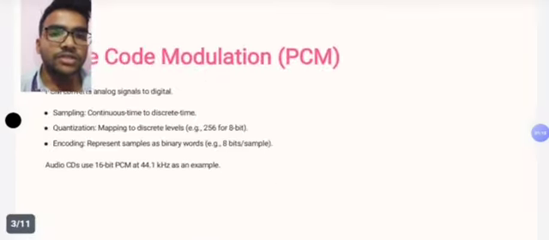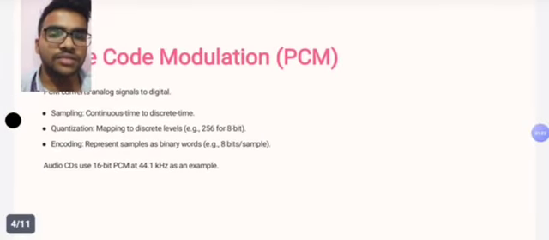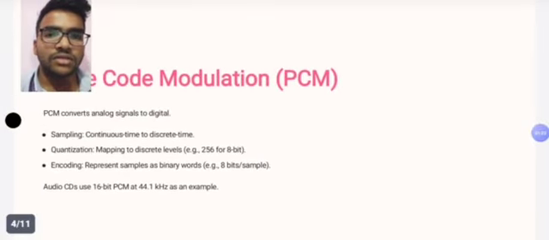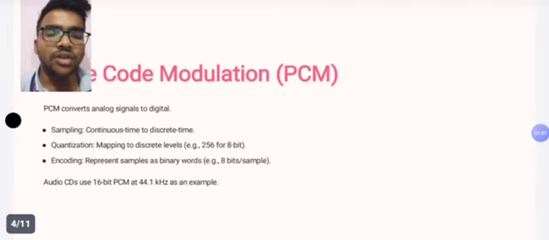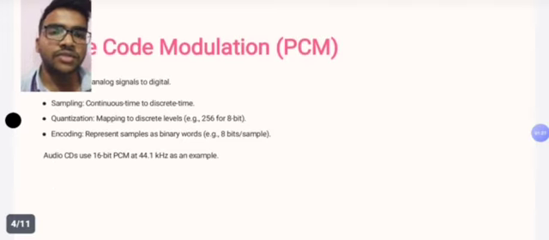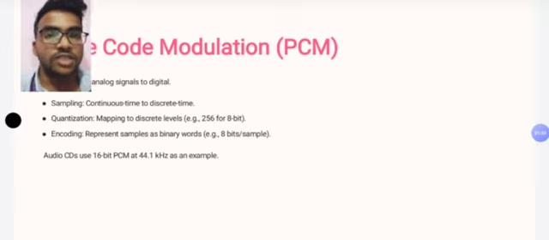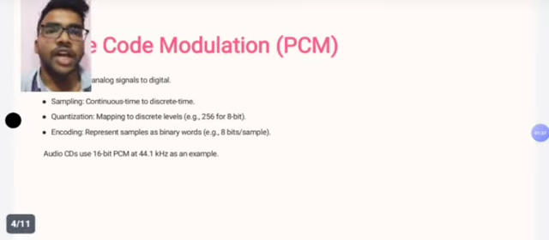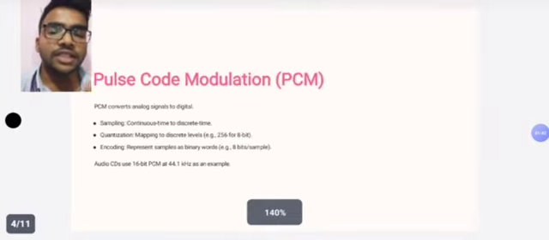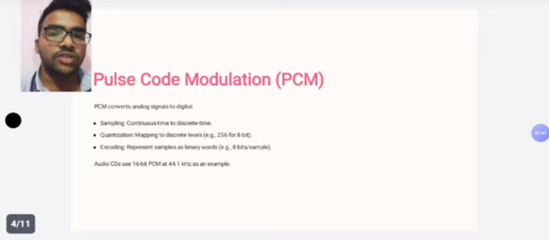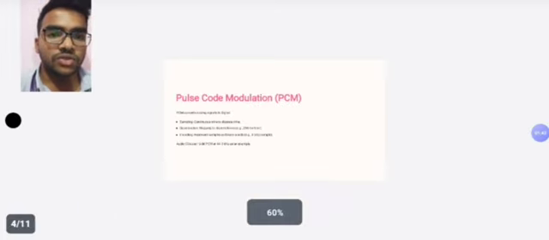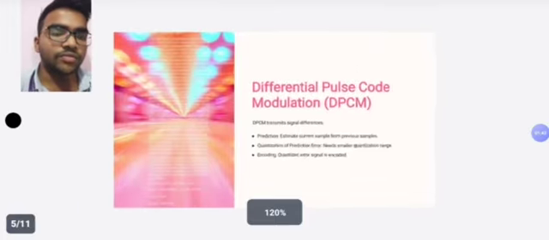Pulse code modulation: PCM converts analog signals to digital signals. Sampling converts continuous time signals to discrete time signals. The quantizer is used to convert the discrete time signal to a rounded off signal. Encoding converts the value, like 9 volts or something such, into a binary value.